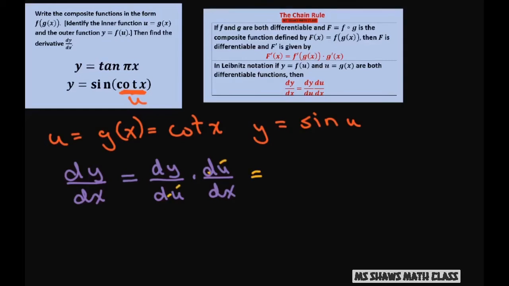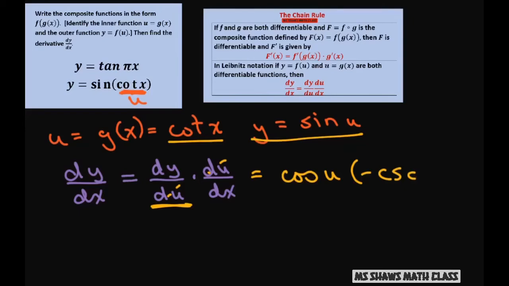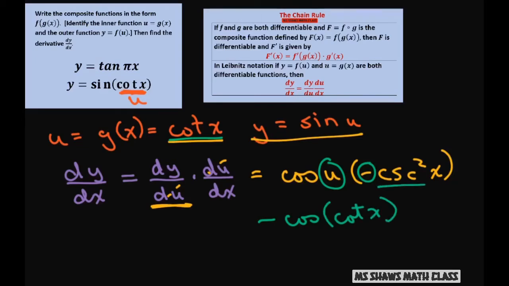Anyway, let's do first the derivative of y with respect to u. Well, that's just cosine of u. Now, derivative of cotan of x is negative cosecant squared of x. Now the last bit is we're just going to replace this u. So our u is cotan of x. And I'm going to pull this negative out. So we have negative cosine of u, our u is cotan of x, and then just copy this down, times cosecant squared x. And that's it.